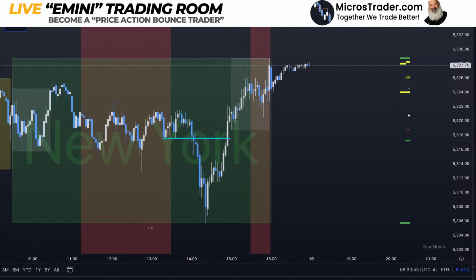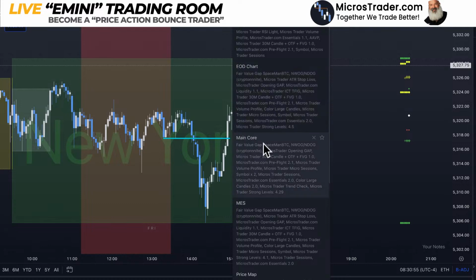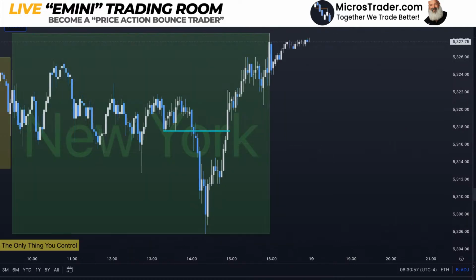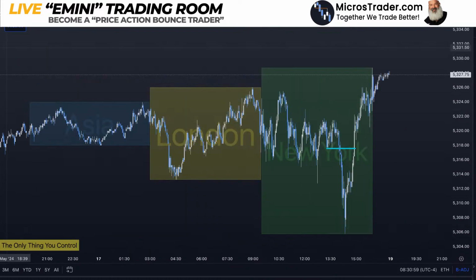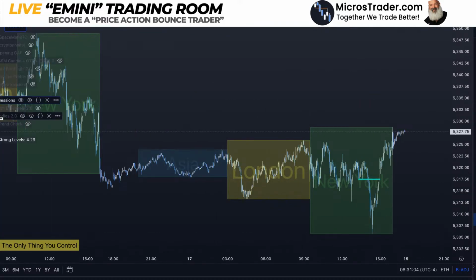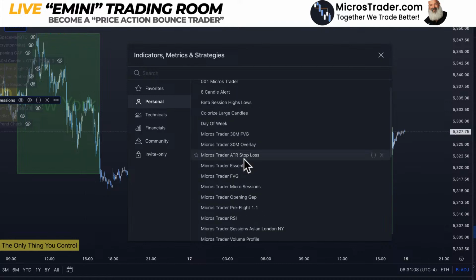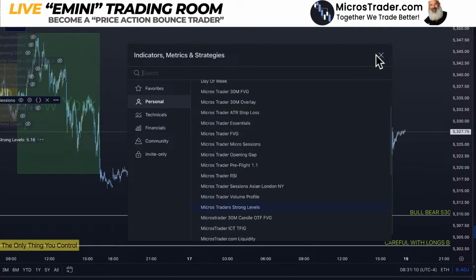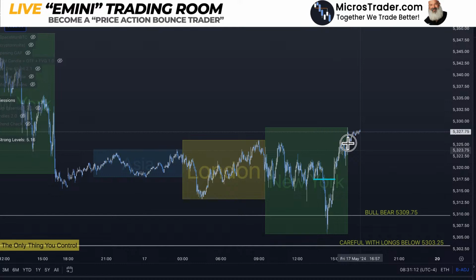Let me do this. I'm going to come back in and put it on my main core. It's a different setup there. Jeez, come on. And for some reason, it has an old strong level. I don't know why it does that. Let's come in here and turn on the strong levels. That was my bull bear line.